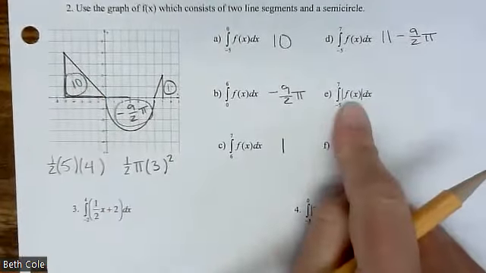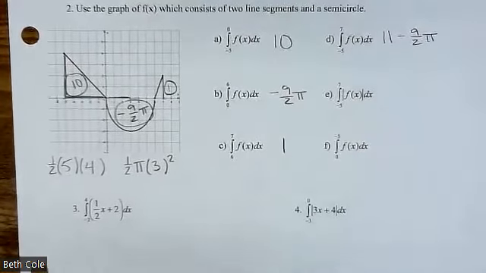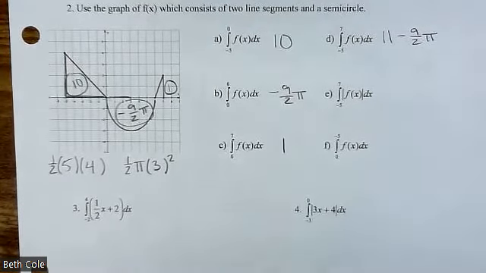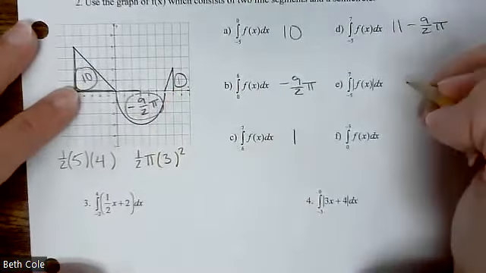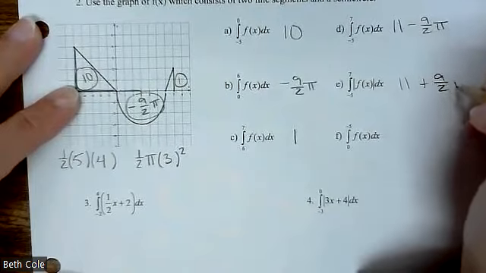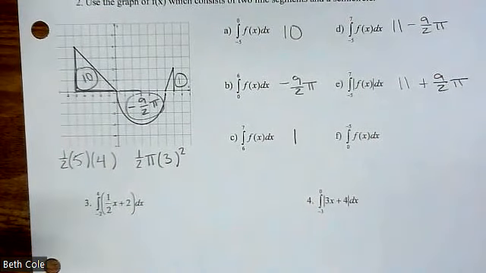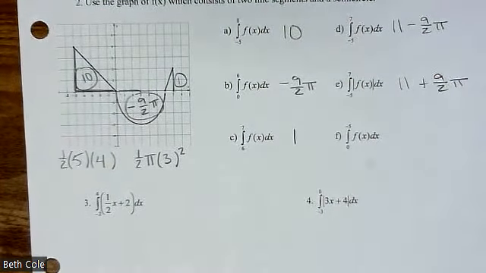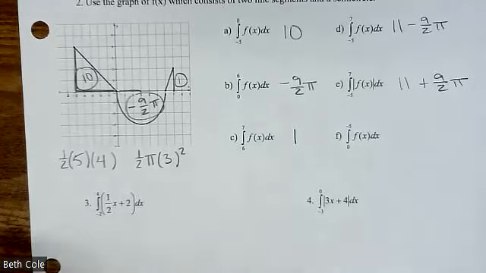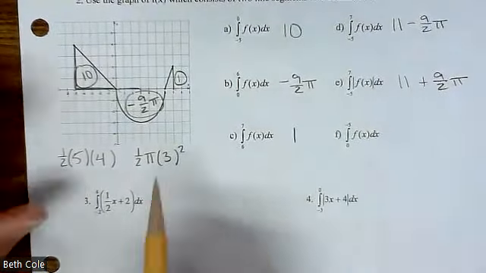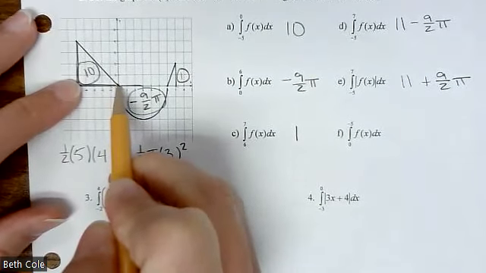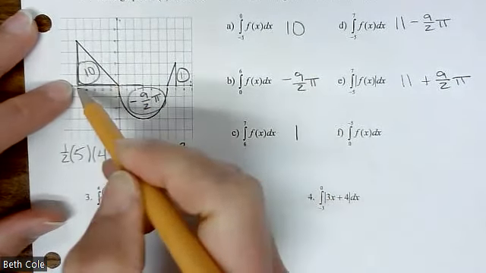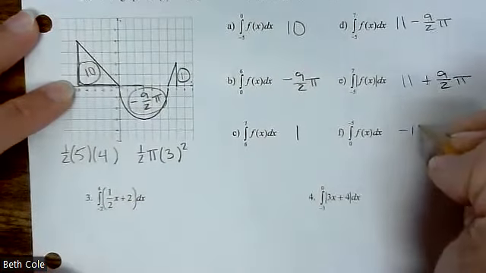Now this one has an absolute value. That means you're going to treat all the areas like they are positive. So what do you think? From -5 to 7 is the whole thing. 11 plus 9/2 pi. See, it's very like common sense sort of thing. And then we've got from 0 to -5. Now, a little tricky there. If you go from 0 to -5, you are accumulating backwards. So it will be -10.